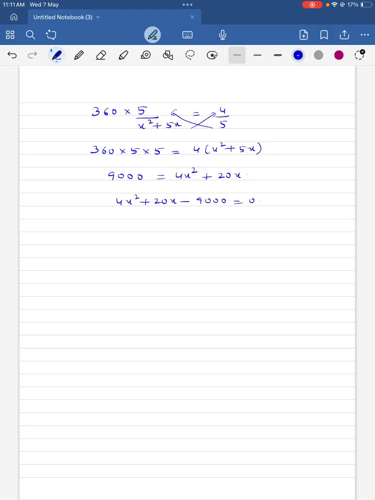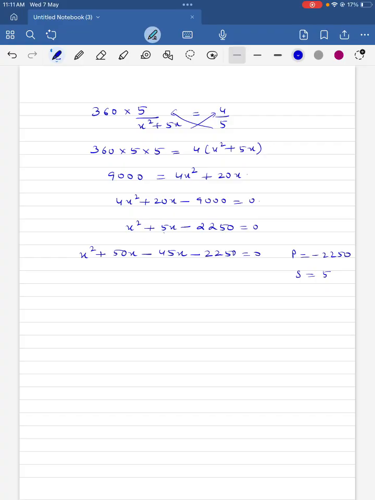Let's make it to a simpler form. I can divide throughout with 4, and I would get x squared plus 5x minus 2250 is equal to 0. So now we have to think of two numbers whose product is negative 2250 and sum is equal to 5. Now the two numbers would be 50 and minus 45, so x squared plus 50x minus 45x minus 2250 equal to 0.